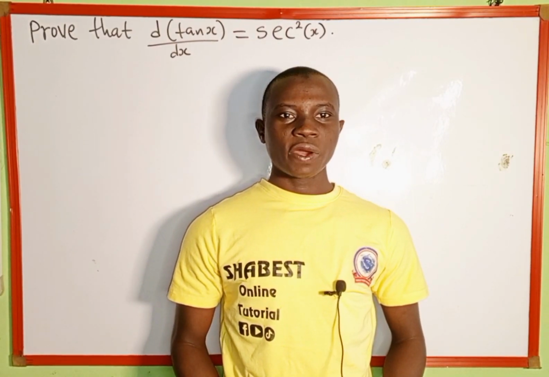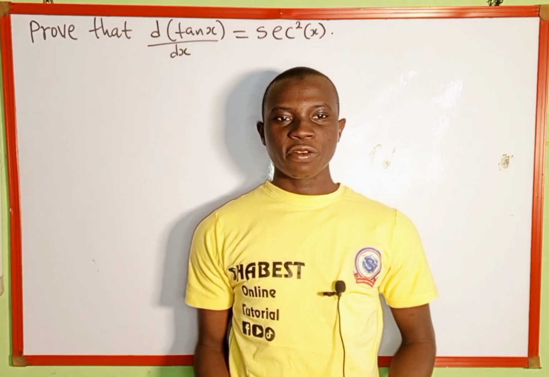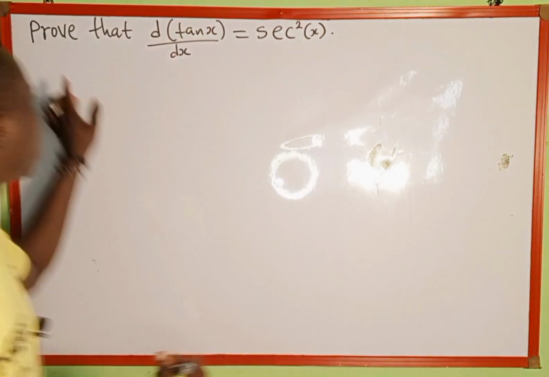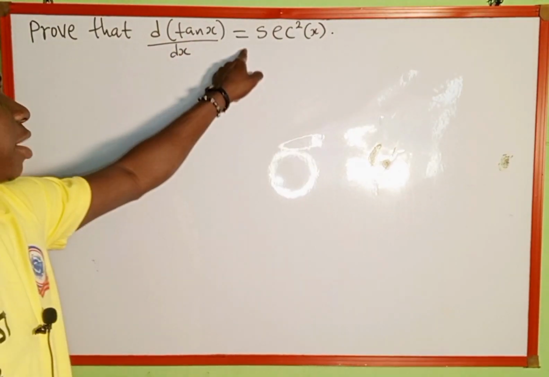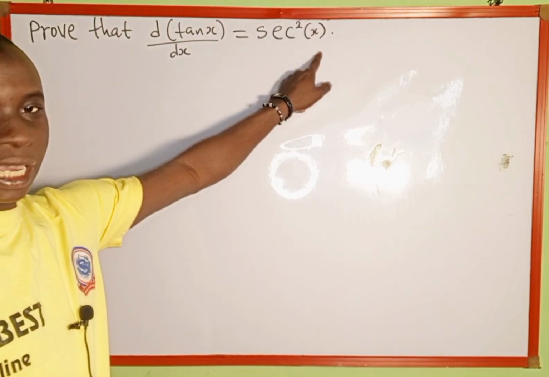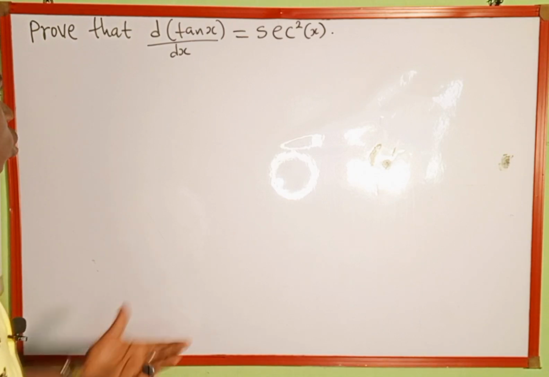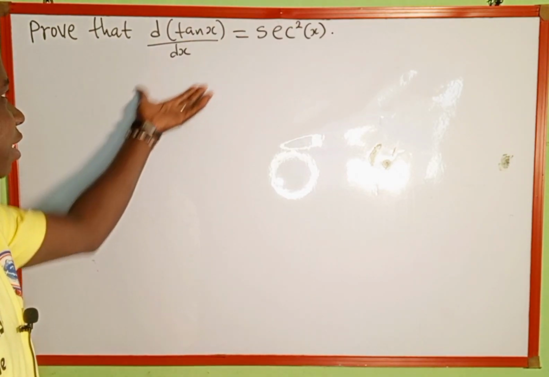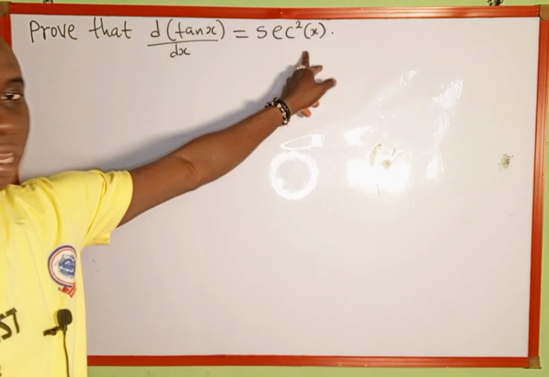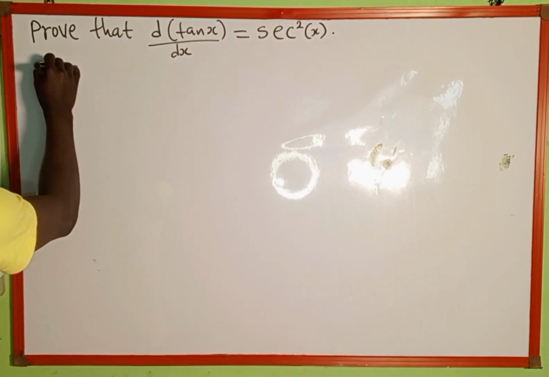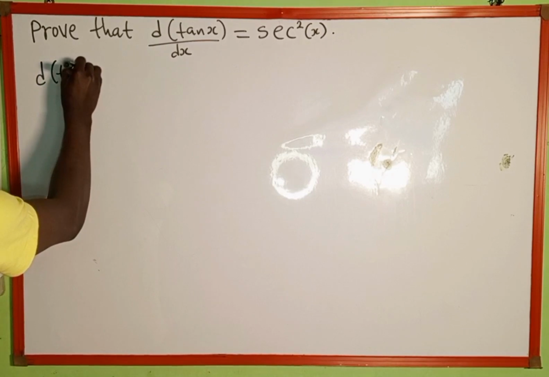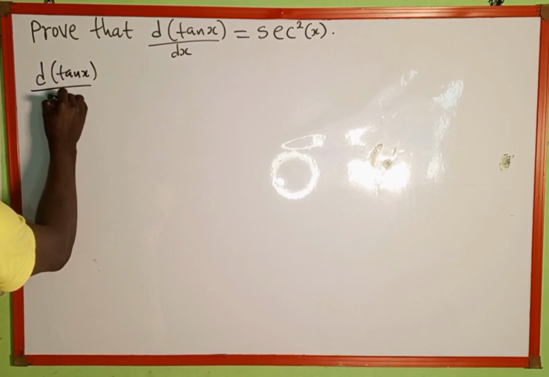In today's tutorial, we're going to learn how to prove this trigonometry function. We're asked to prove that the derivative of tan x with respect to x is the same as secant square x. So in proving, we are going to take the left hand side and show that it is the same as the right hand side of this equation. So the left hand side is what? The derivative of tangent x with respect to x.